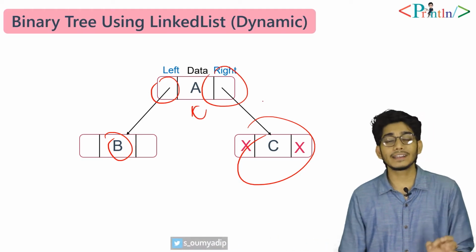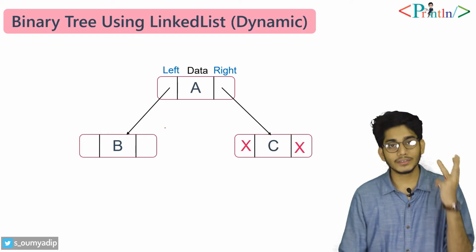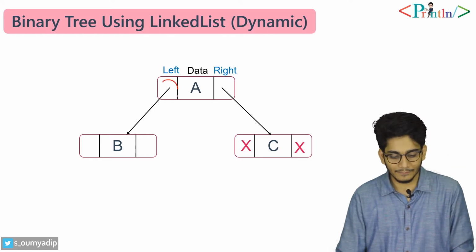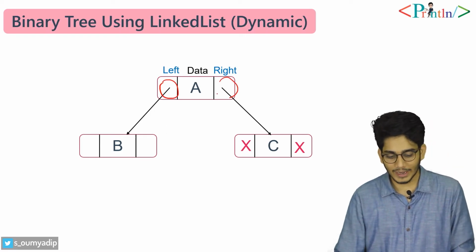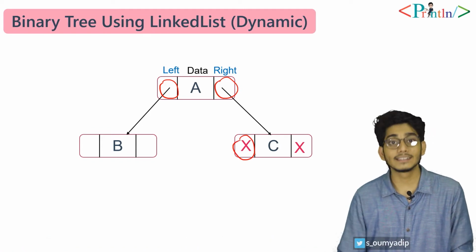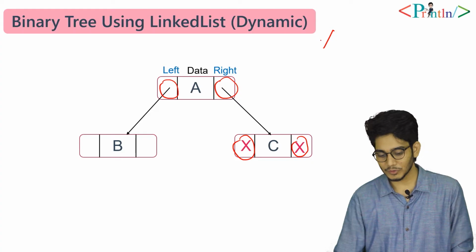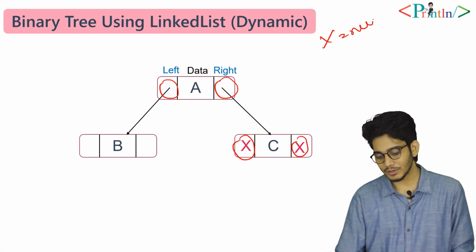So this is how we can create any node for the tree. You can see that we have created 3 nodes. Now the left of A is not null, the right of A is also not null, but the left of C is null and the right of C is also null. So X stands for null.